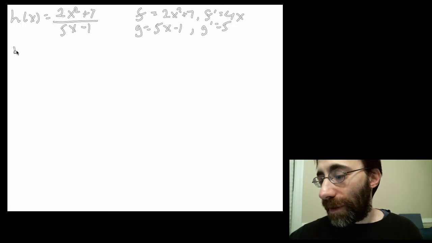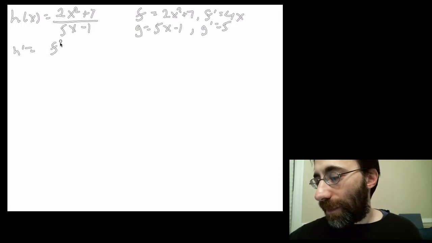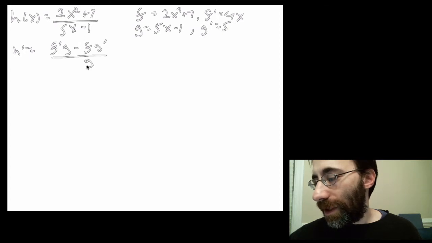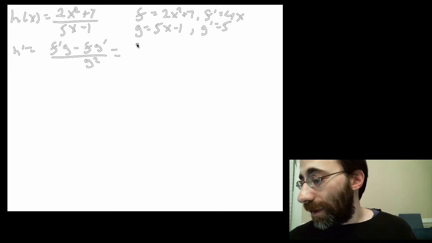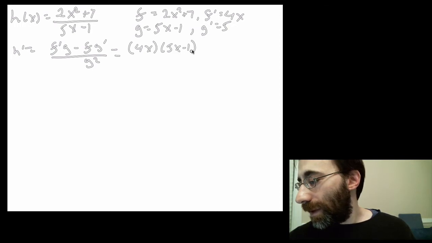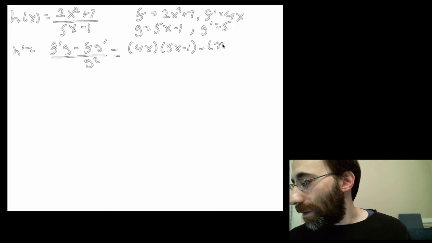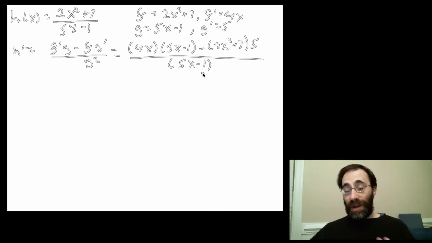Now I can apply the quotient rule, which says that this is f prime g minus f g prime divided by g squared. All you need to do is plug in there. The hard part is remembering it. So we have 4x times 5x minus 1 minus 2x squared plus 7 times 5, all divided by 5x minus 1 squared. So that's relatively straightforward. We're done already. We've calculated the derivative of this complicated quotient, this ratio, by using the quotient rule.